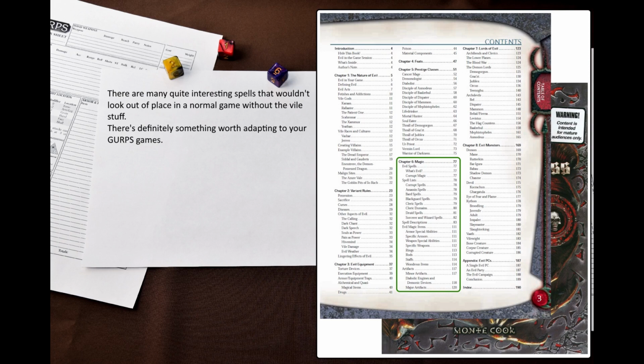Also, it talks about what makes certain spells evil, but in some cases the spell is evil because it is, okay? When I was rereading this book before making this video, I read the spell chapter in more detail, and it actually has a lot of cool stuff there. Sure, some spells are super edgy, but many of them wouldn't look out of place in a normal game without all the vile stuff. I will definitely adapt some of them to GURPS.